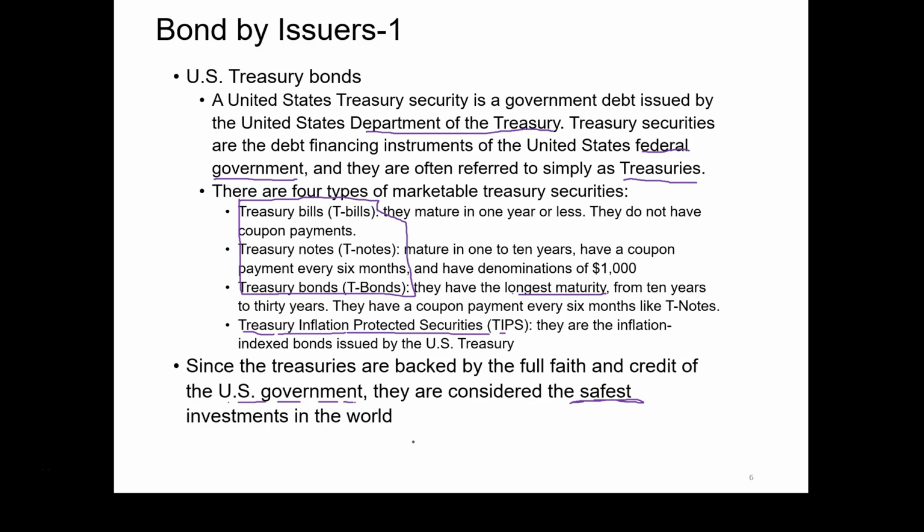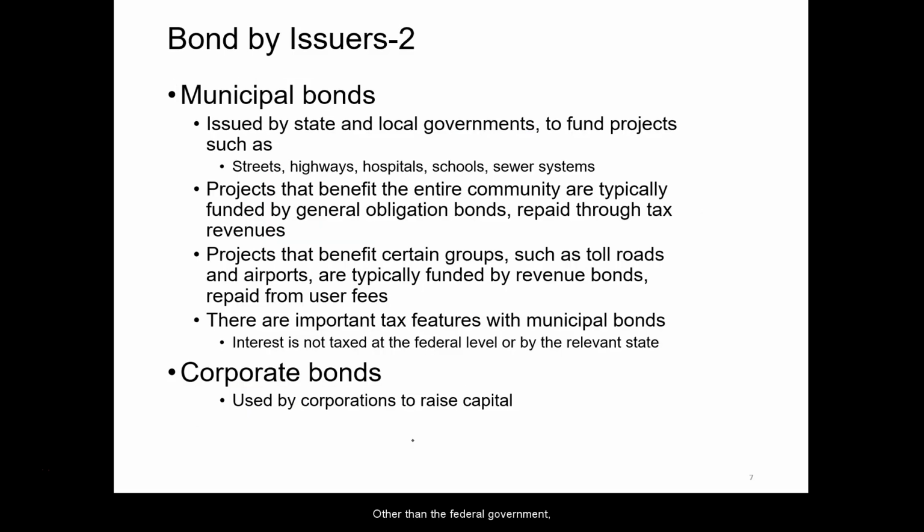Other than the federal government, if we look at the municipal government, such as state government or city government, they can also issue bonds. If they want to build a highway, an airport, or schools, they can try to issue bonds and raise money to fund those projects. Now, some projects can make money. So, for example, if you build a highway, you can charge tolls. You can use the revenue from those toll roads to help repay the bond.